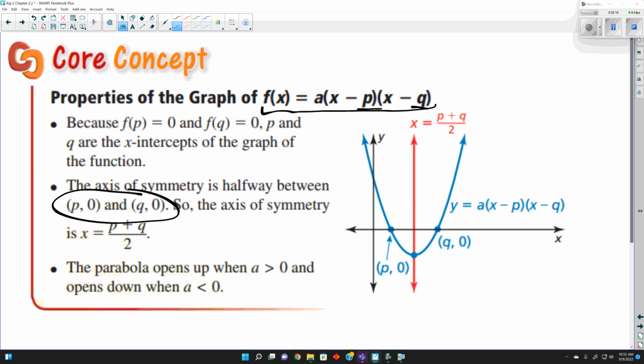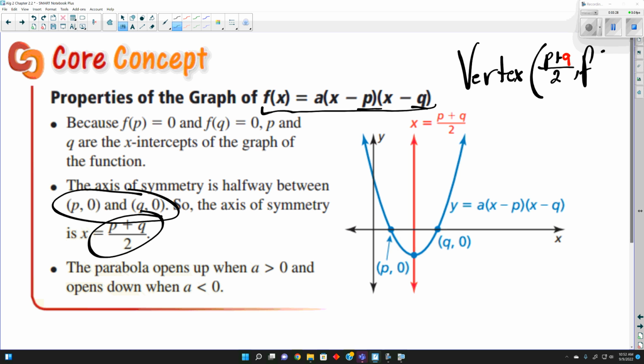Now, the other part is the axis of symmetry, which is given to us by the equation x is equal to (p plus q) over 2. Now, it also works out that the vertex is given to us by the point (p plus q) over 2, comma f of (p plus q) over 2.